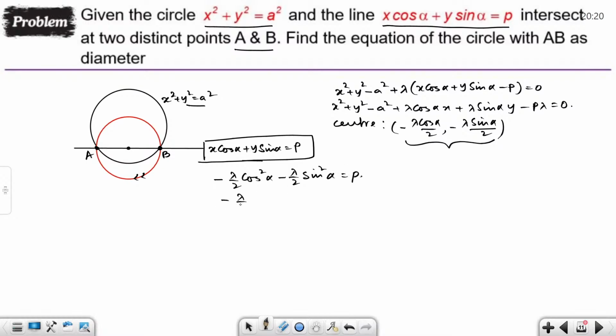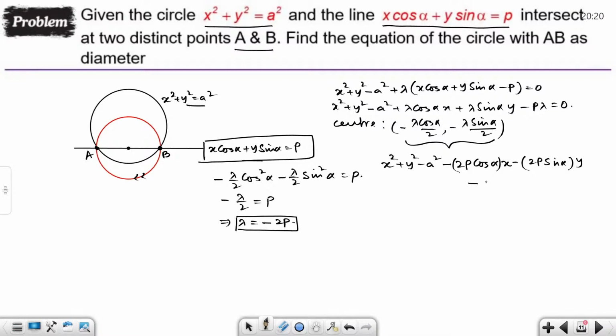So if I take minus lambda over 2 common, it is coming to 1 because sine square alpha plus cos square alpha is 1. So from here we are getting alpha is basically minus 2 times p. Right? Therefore, the required equation is... Therefore, the equation will be.